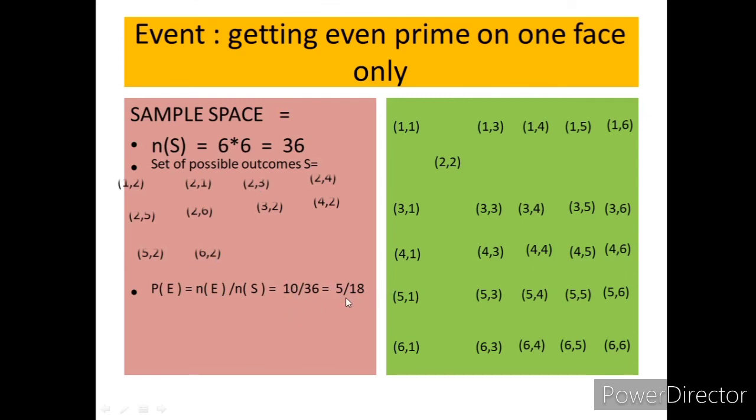Shall we move to the next slide? This is the most important slide. So here note, I have written down the note: 2 comma 2 does not come, because here we can get even prime on 2 faces. Here you will get even prime on 2 faces, but the problem demands only one face.